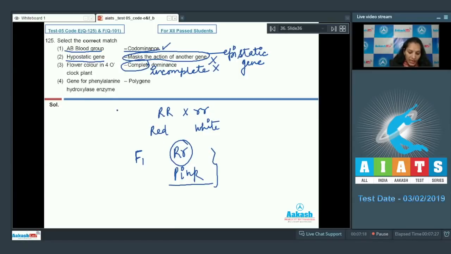Fourth, gene for phenylalanine hydroxylase enzyme is polygene. No, it is not polygene because polygenes show additive effect. Gene for phenylalanine hydroxylase does not show any additive effect. So the correct option for the given question is option number 1. Let's move to the next question.